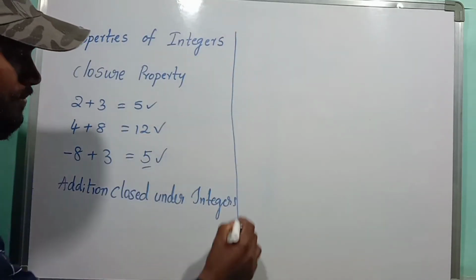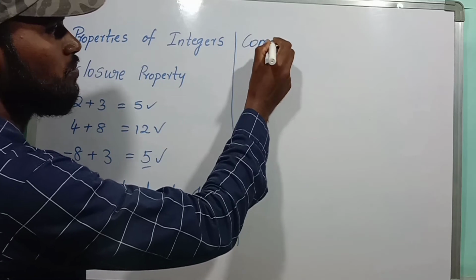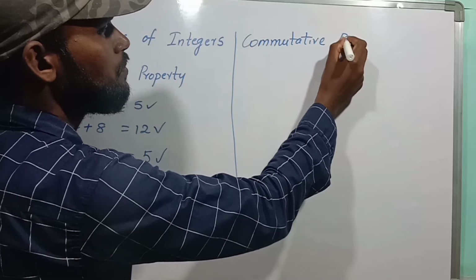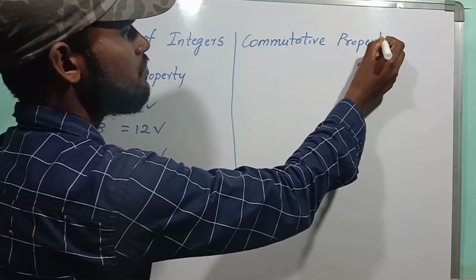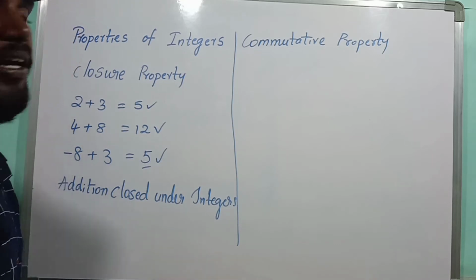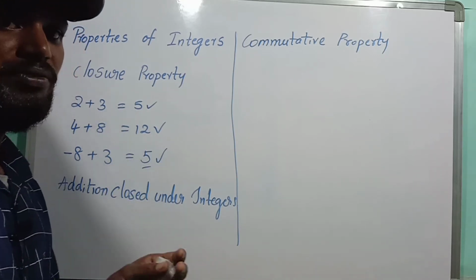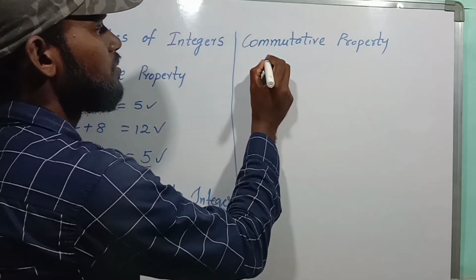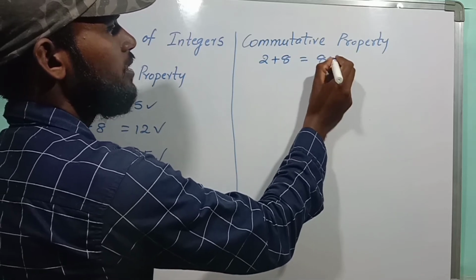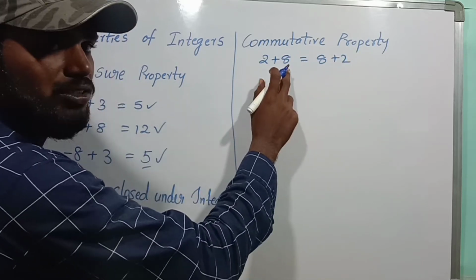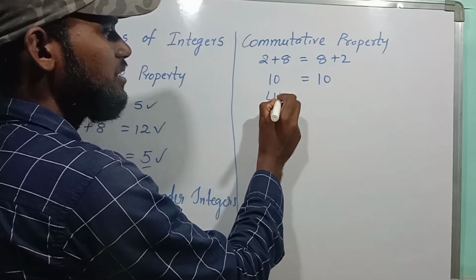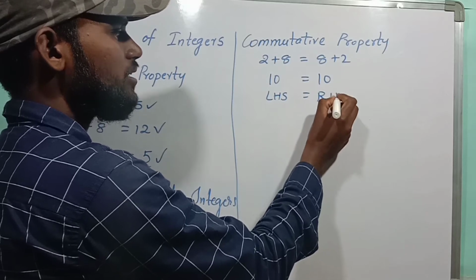See here, now I am explaining the commutative property. So what is the commutative property? I will explain. The commutative property is nothing but a plus b is equal to b plus a. Even though we are interchanging the variables, we get the same result. See here, 2 plus 8 is equal to 8 plus 2. 2 plus 8 is equal to what? 10. 8 plus 2 is equal to what? 10. LHS is equal to RHS.